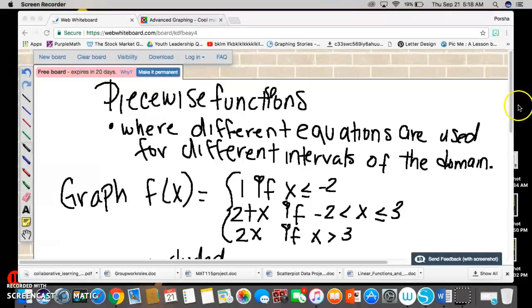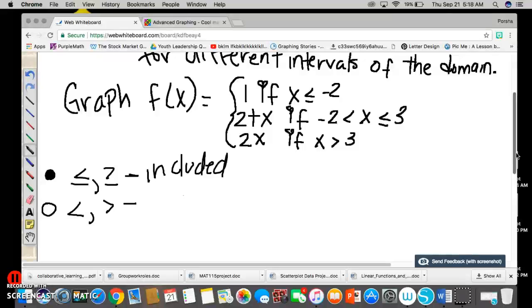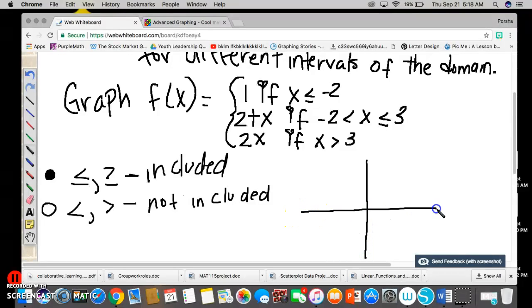So here is a quick reminder of what we talked about in class. When you have a closed dot, that is less than or equal to, greater than or equal to, and that means that the point is included on the graph. And also we talked about an open circle with the less than and greater than, and that means that it's not included. Alright, so just make sure you go ahead and start writing everything down that I have, because this will count as your notes for class today while I'm not there.